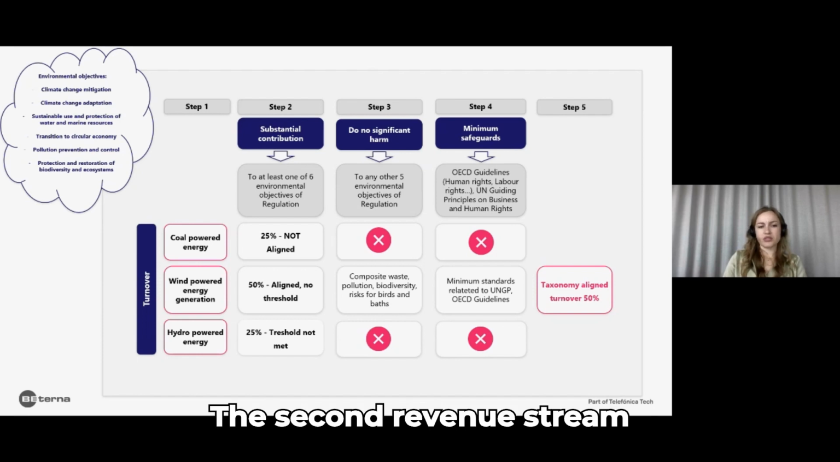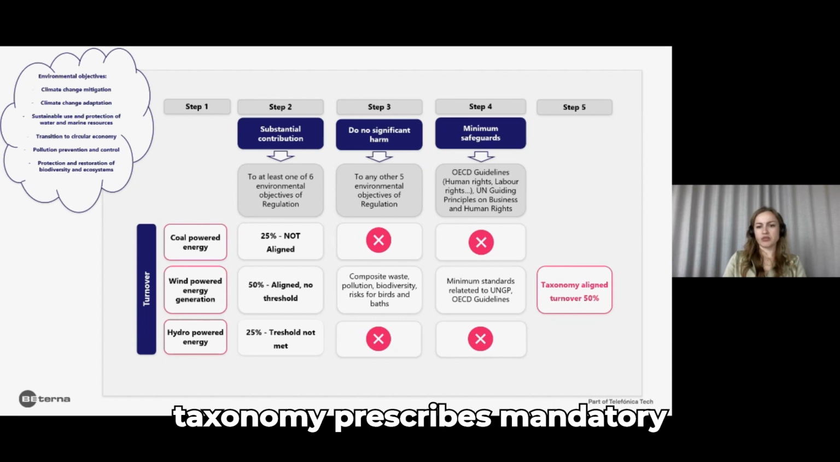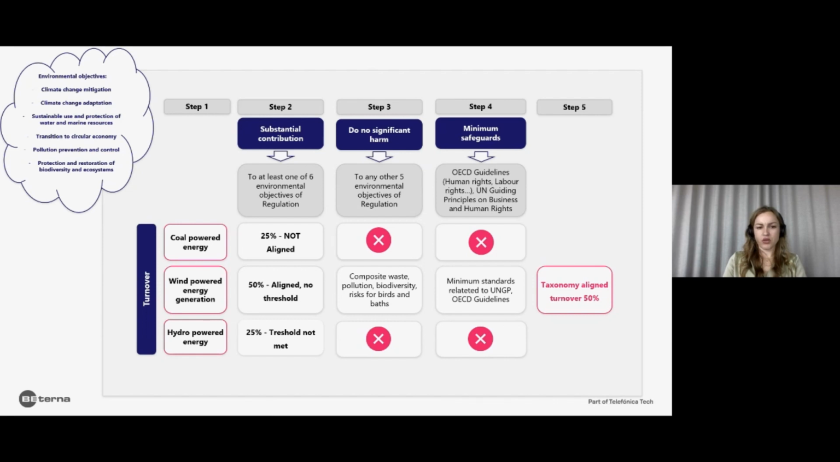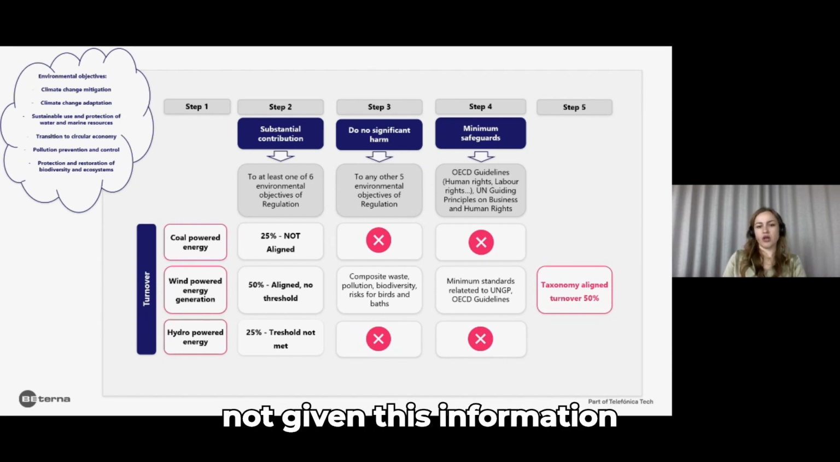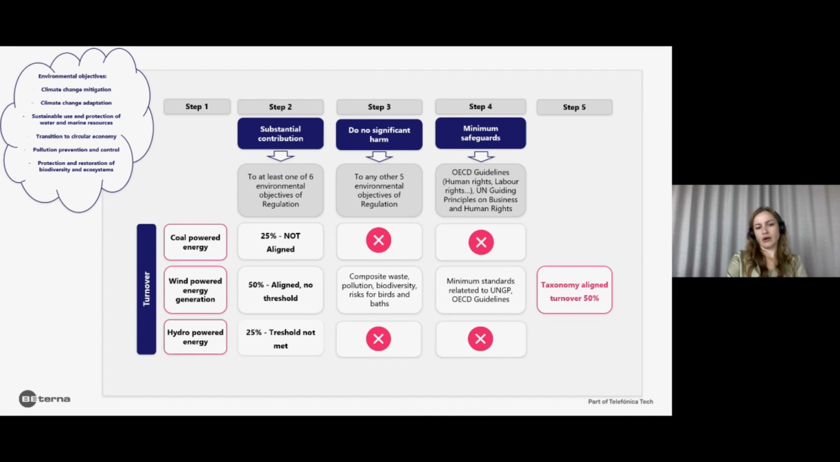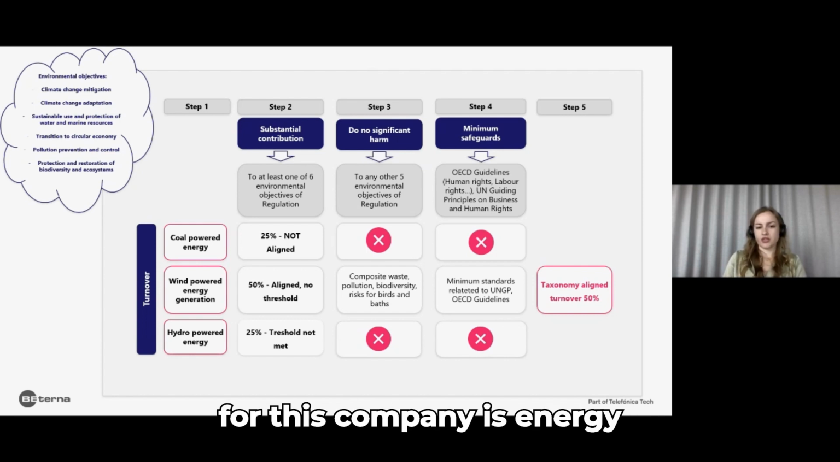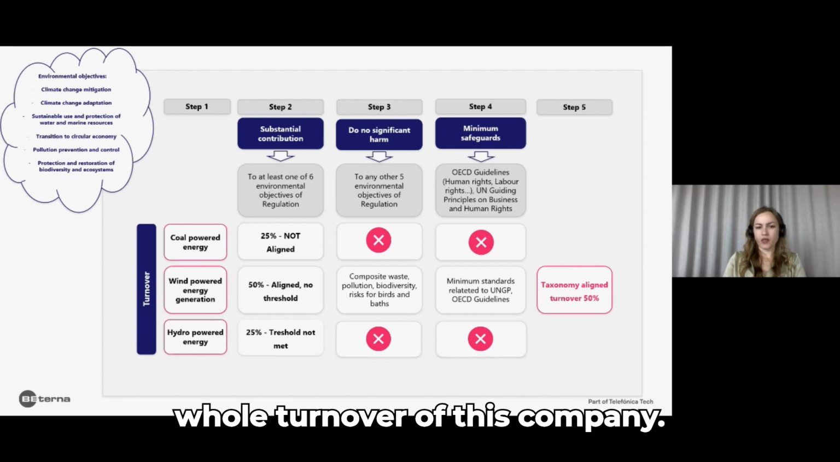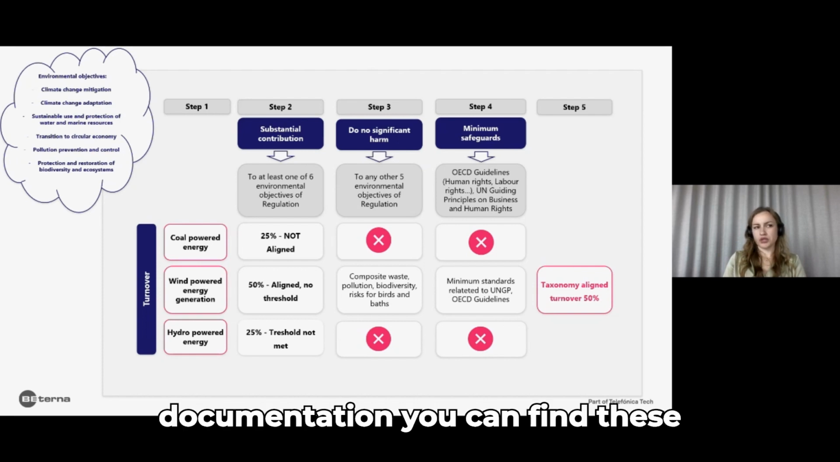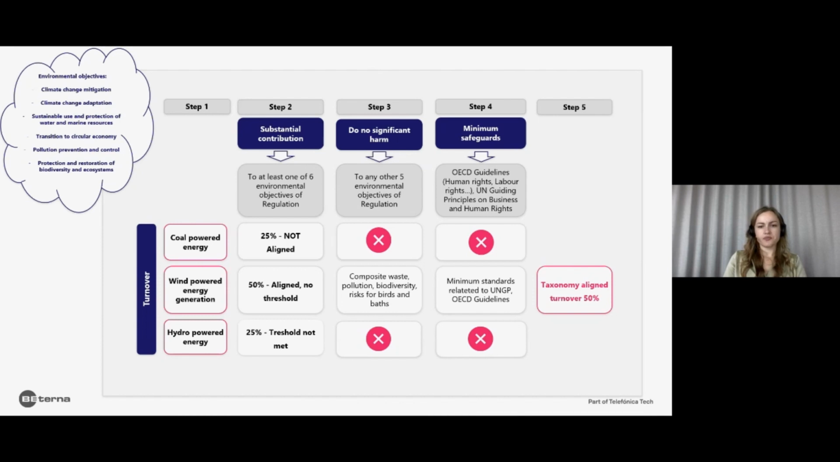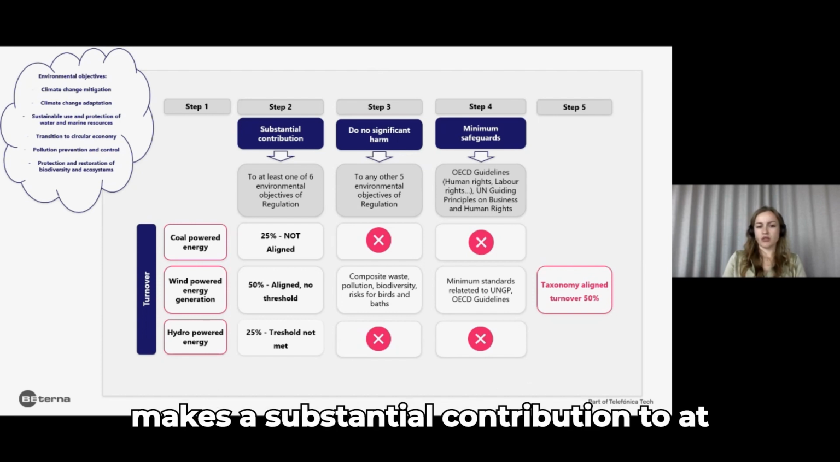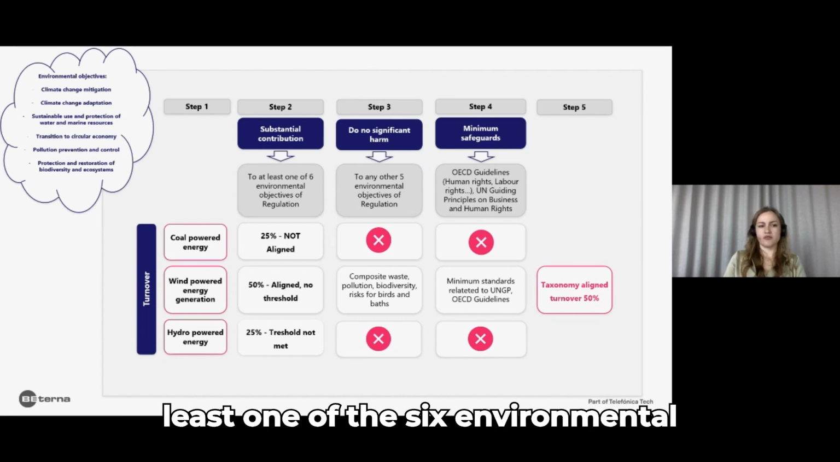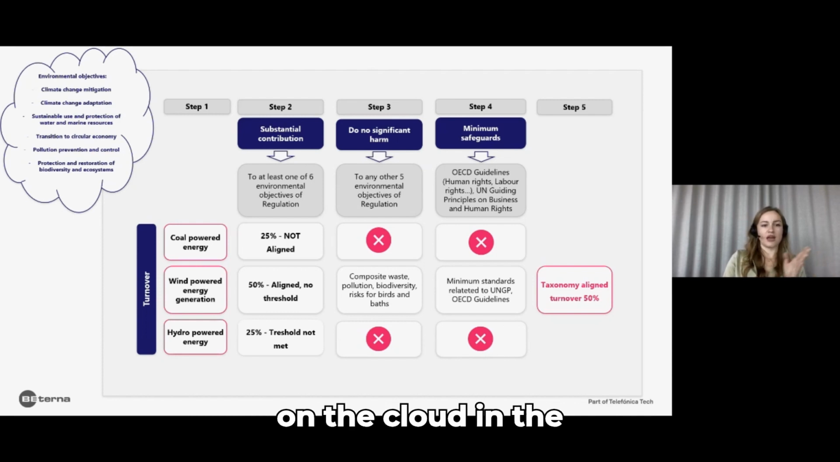The second revenue stream is hydropower, where the taxonomy prescribes a mandatory condition, some specific threshold. If the company has not given this information or not fulfilled this requirement, this criteria, which is called substantial contribution, has not been met. And the third revenue stream for this company is energy from wind power. This third stream represents 50% of the whole turnover of this company. If we look at the taxonomy documentation, you can find this documentation on the internet, we can see that this stream makes a substantial contribution to at least one of the 6 environmental goals. We can see these goals in the cloud on the slide.